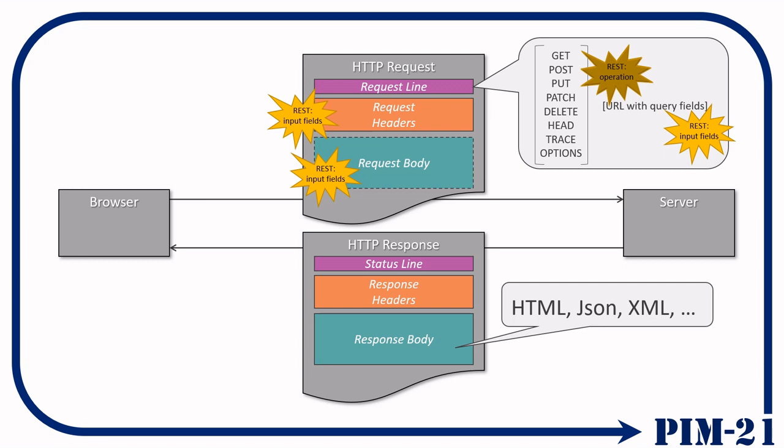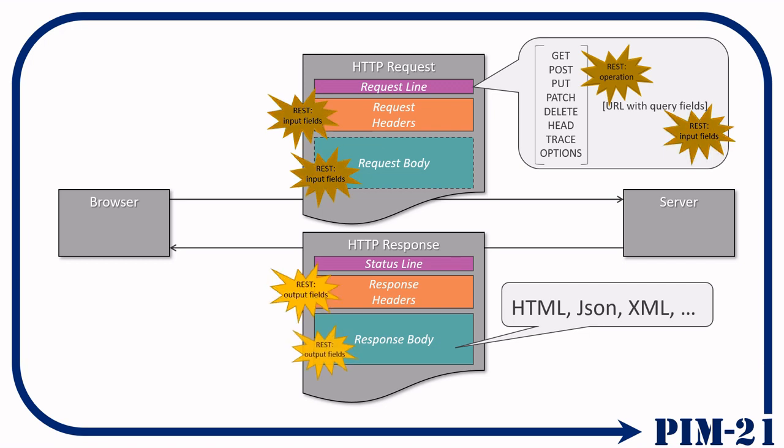Input fields can be mapped on query fields. These are the name-value pairs, provided through a URL, after the question mark. Input fields can also be mapped on request headers. And finally, some REST web service developers require input fields to be passed as a JSON message through the request body.